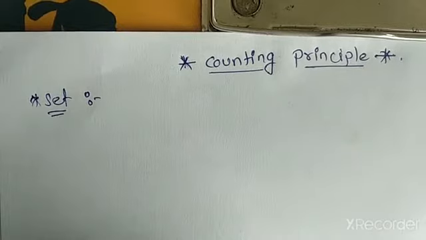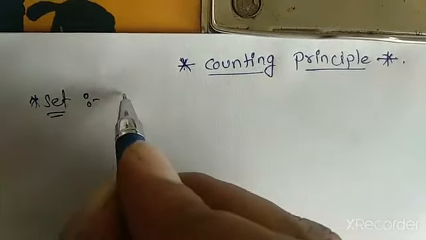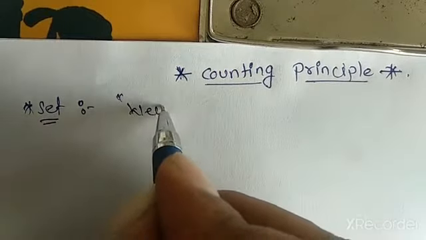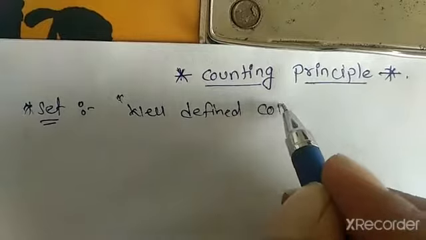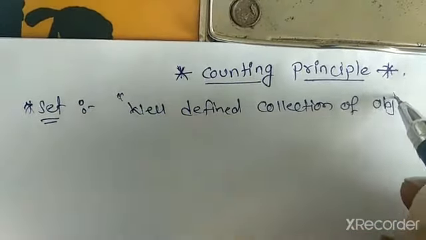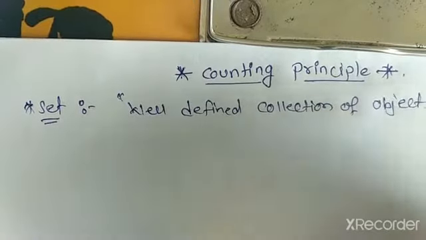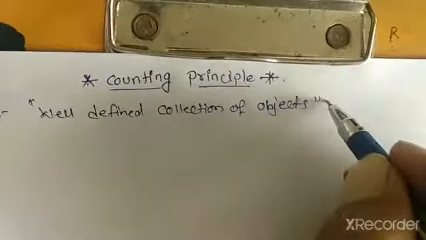We know that a set is a well defined collection of objects. Its definition is: a well defined collection of objects is called a set.